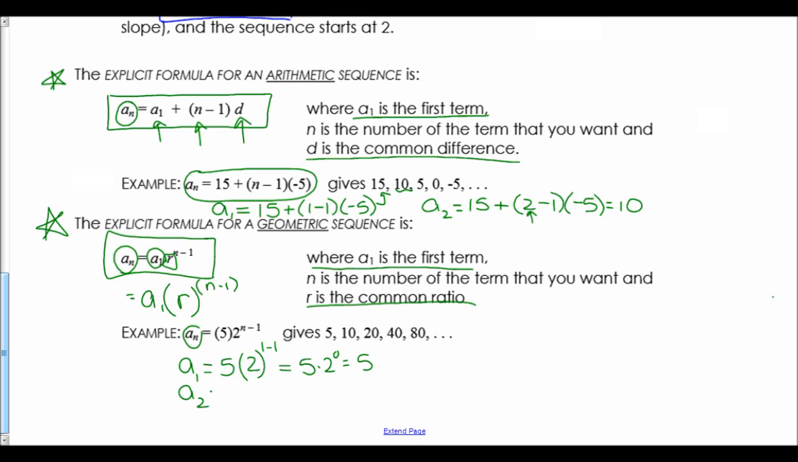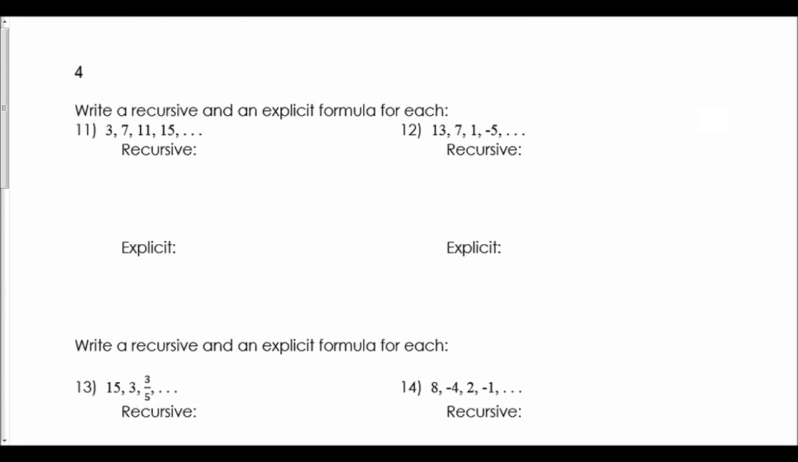If I plugged in a 2, I'd have 5 times 2 to the 2 minus 1 power. So that's 5 times 2, which is 10, which is our second term. And so on and so on. Every time we're going to multiply by another 2, and you can see that's what happens here. Every time my term doubles the term before it. All right, let's turn over to the next page. It says write a recursive and an explicit formula for each.